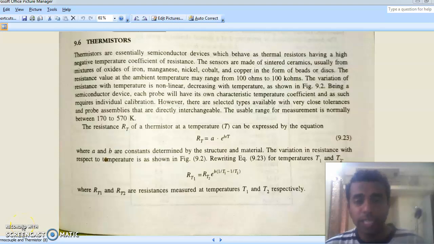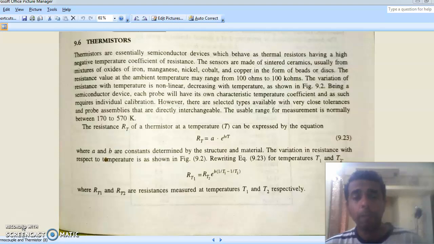So welcome to the 8th lecture of module 6. Today's lecture is a continuation of lecture number 7, where we discussed thermocouples. Although thermocouples are widely used, they have their own disadvantages. One is that they have lag, that is, they respond with some lag to changes in temperature.